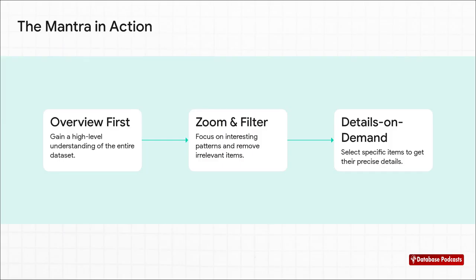It's 3 steps. First, you get the big picture, an overview of the entire data set. Then, from that high level, you zoom and filter, homing in on the parts that catch your eye while clearing out all the clutter. And finally, when you've found something promising, you ask for details on demand, drilling down to get the exact numbers you need.